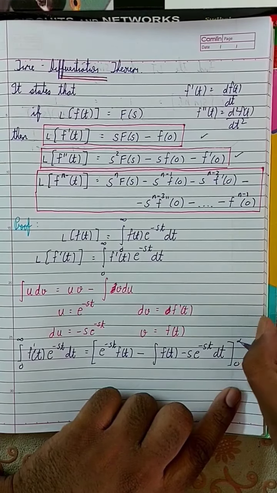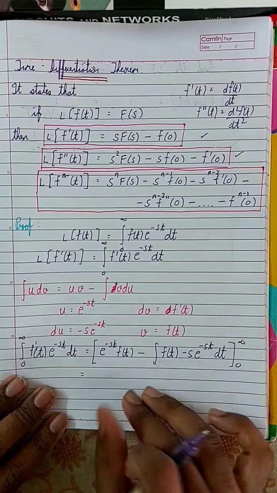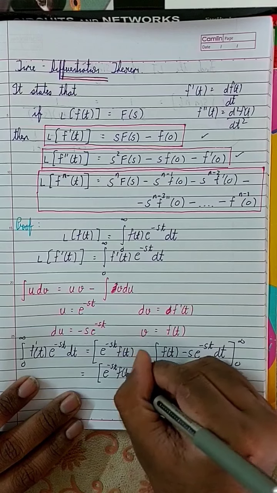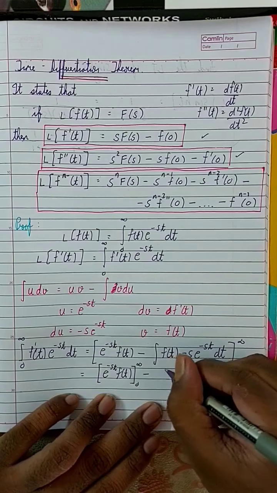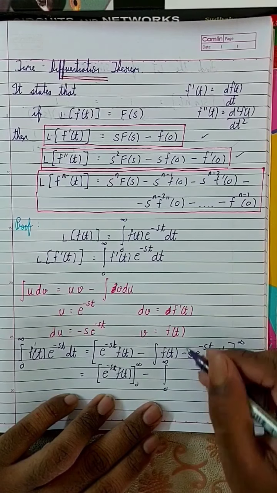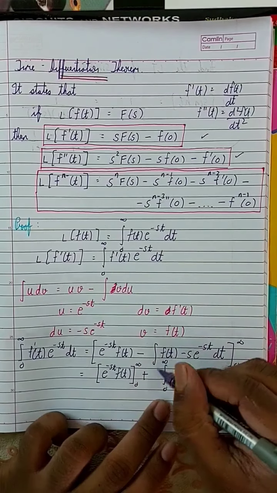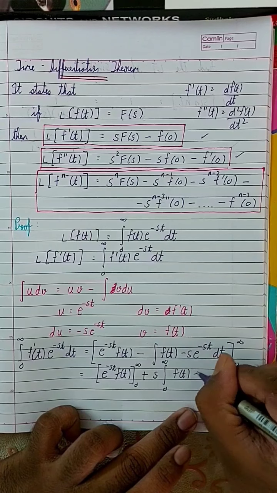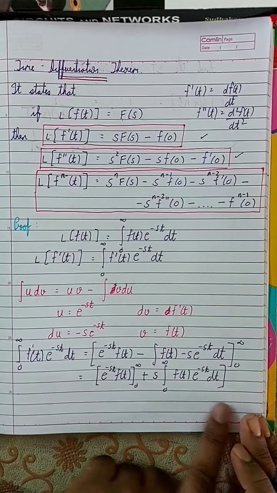Now I can apply the limit inside this bracket, so it becomes e^(-st) f(t) from 0 to infinity, minus the integral from 0 to infinity. Here there is minus s, which can be considered a constant. Minus of minus becomes plus, and I take s outside the integral. The rest becomes f(t) e^(-st) dt. This is how the equation will take place.